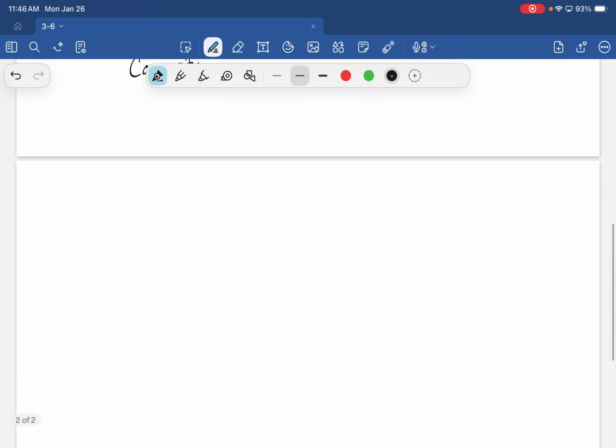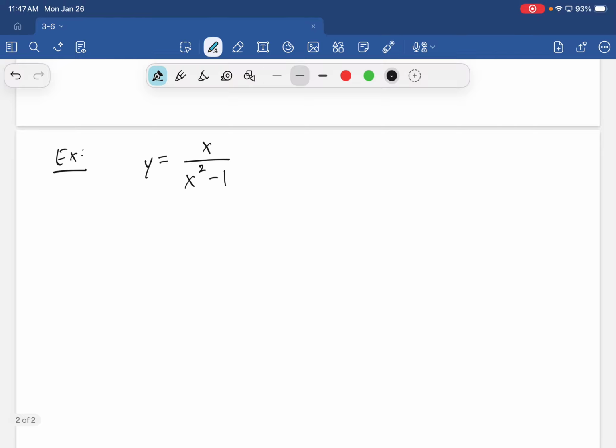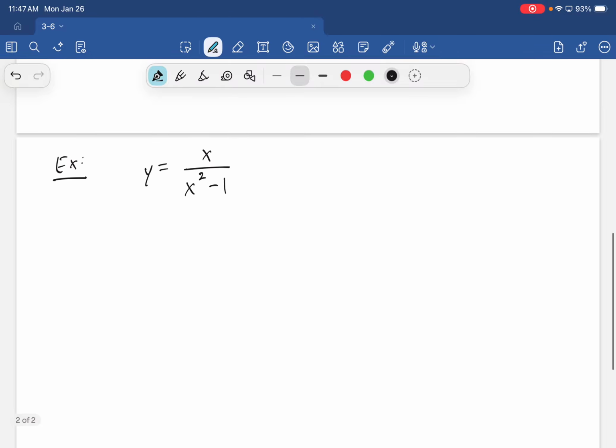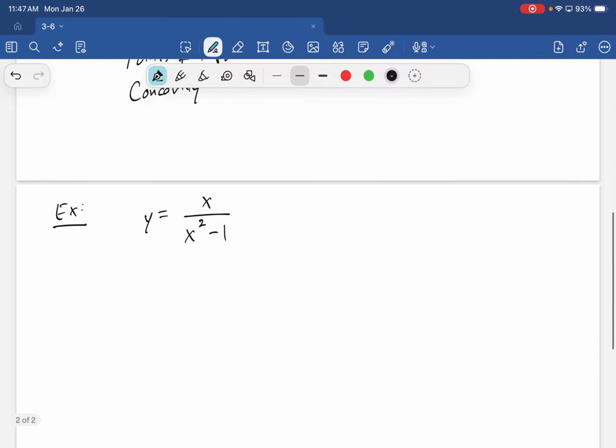Let's do an example. I'll try to make it similar to what I have here. Let's say we have the function x over x squared minus 1, similar to part B. Okay? Let us be quiet. So to start, what is the first thing I want to find? I forgot what I wrote. Asymptotes.